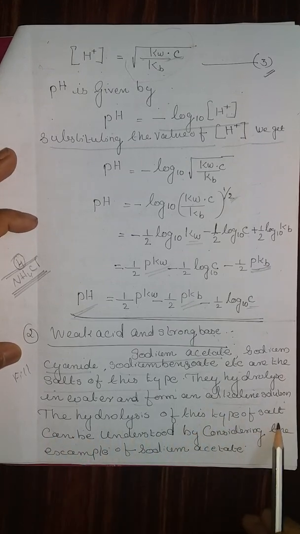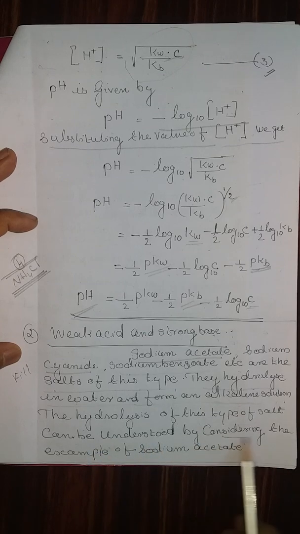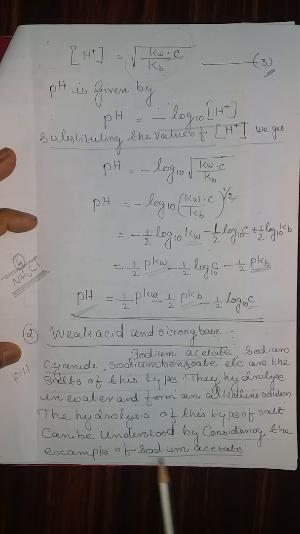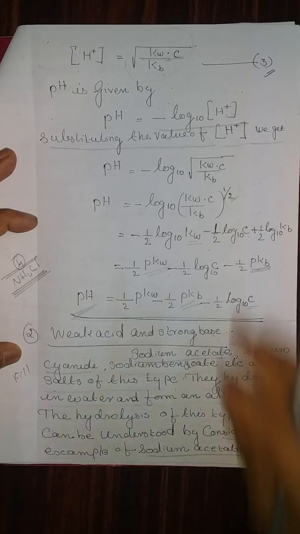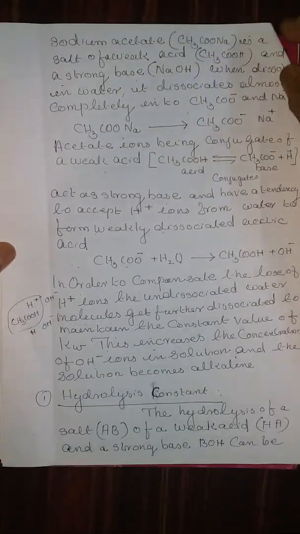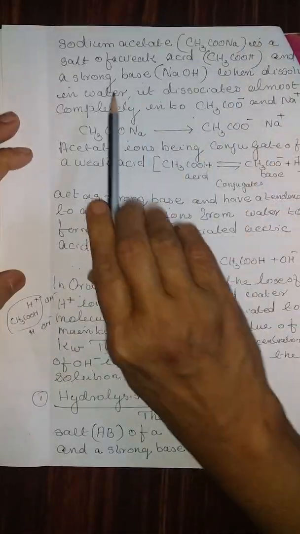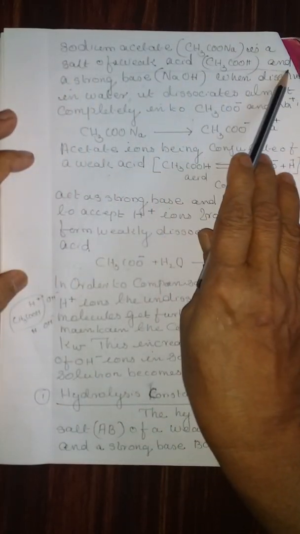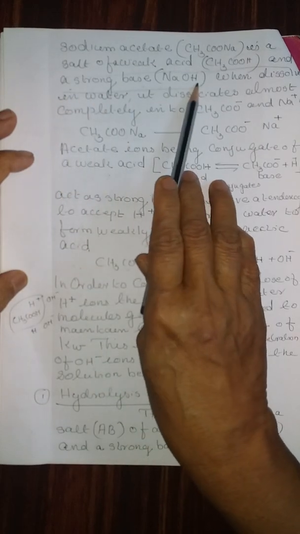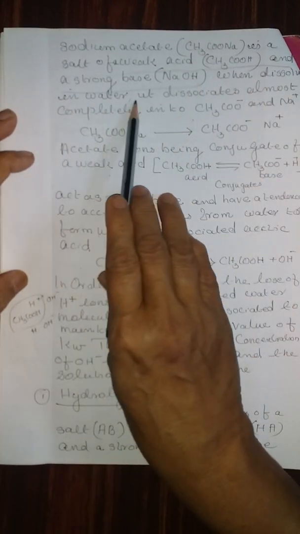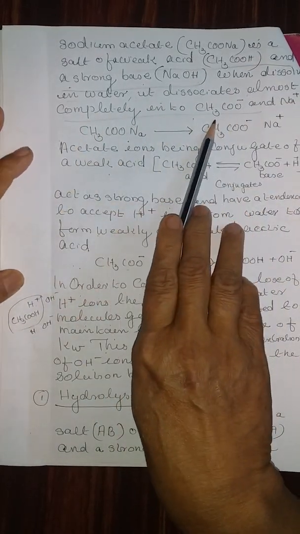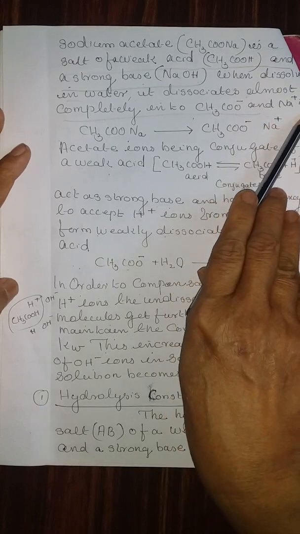The hydrolysis of this type of salt can be understood by considering the example of sodium acetate. Therefore, the example you are supposed to write is based on sodium acetate. Sodium acetate, CH3COONa, is a salt of a weak acid, acetic acid, and a strong base, sodium hydroxide. When dissolved in water, it dissociates almost completely into CH3COO- and Na+ ions.